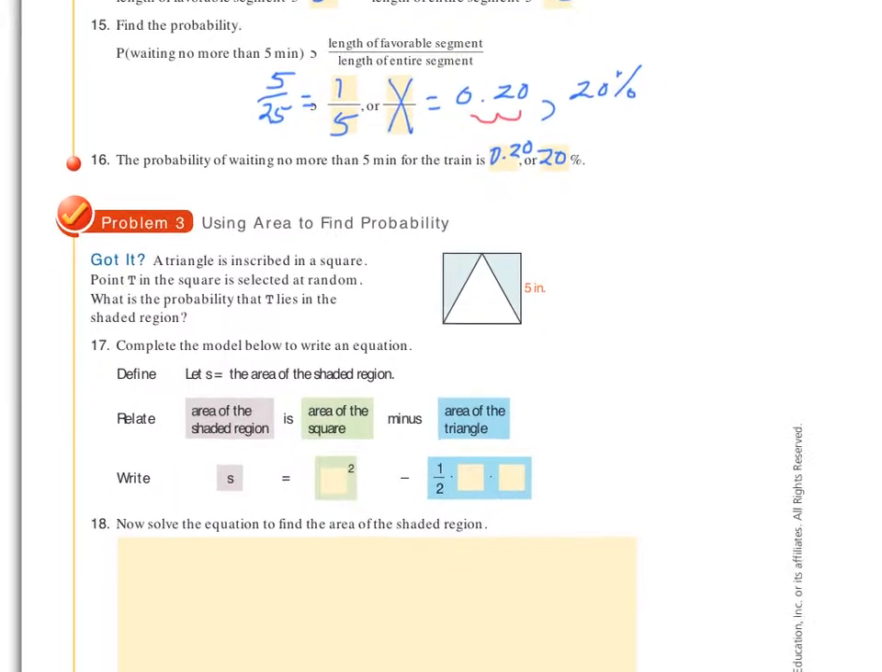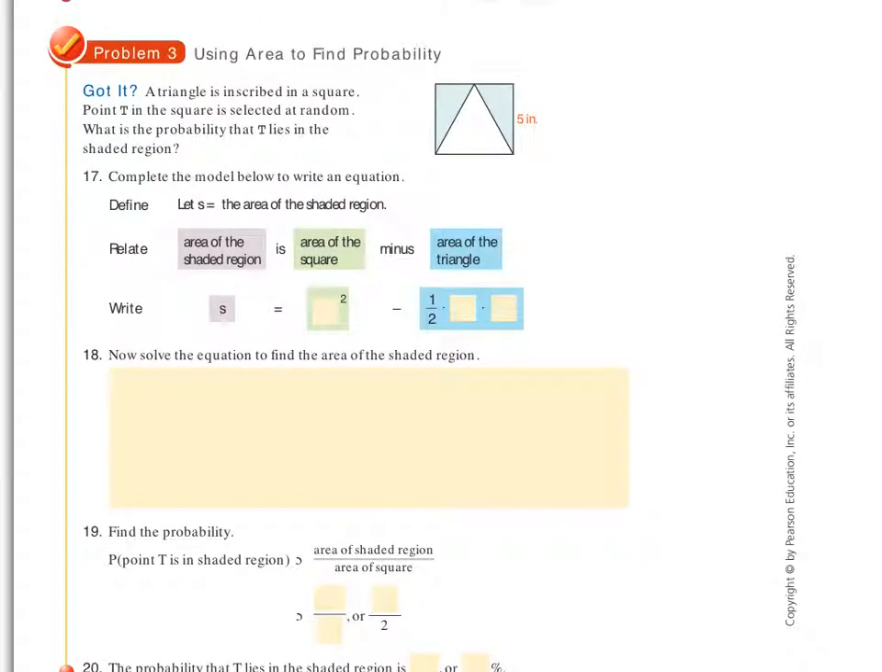So look at problem 3. A triangle is inscribed in a square. So here's that triangle. Point T in the square is selected at random. So somewhere point T is going to be selected at random. It could be in the triangle, it could be over here on this shaded part, or wherever, but it's somewhere within this square region. What is the probability that T lies in the shaded region? So either here or here.